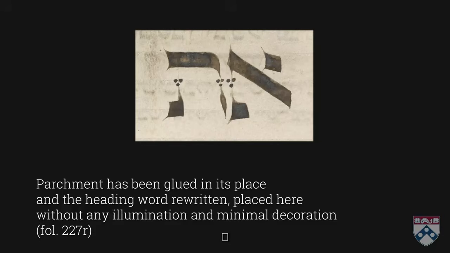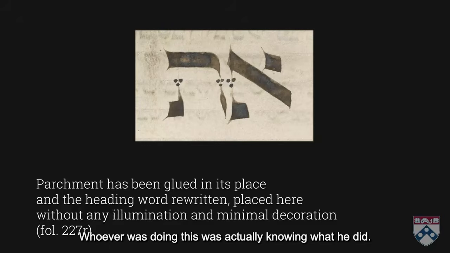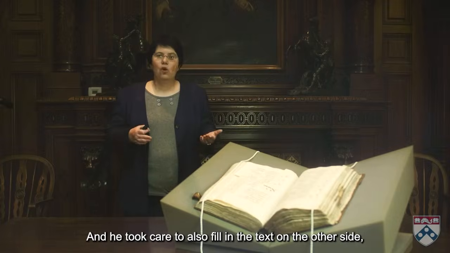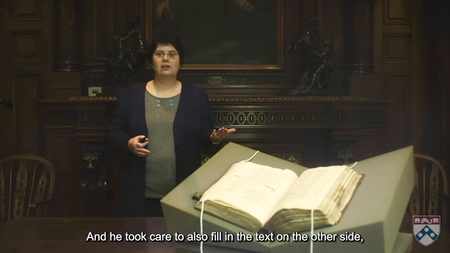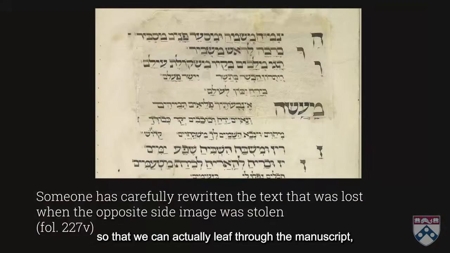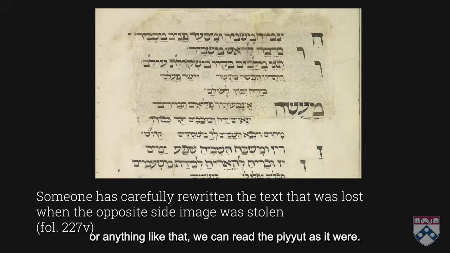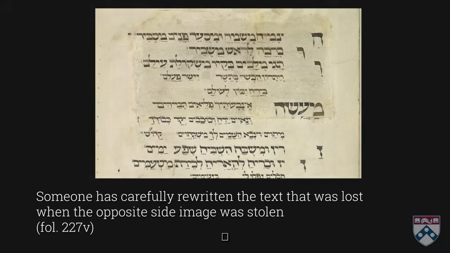Patching parchment is not easy. Whoever was doing this was actually knowing what he did. And he used parchment, not paper, which was far easier to get at that time. And he took care to also fill in the text on the other side so that we can actually leaf through the manuscript, use the manuscript as if nothing happened. If we're only interested in the text and not in the material quality or the illuminations or anything like that, we can read the piyut as it were.